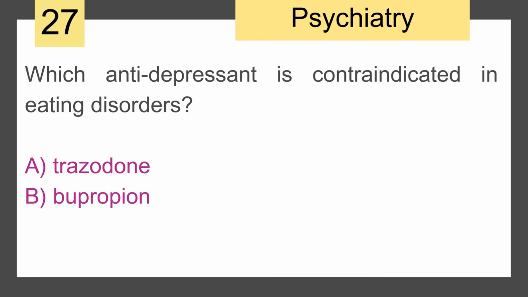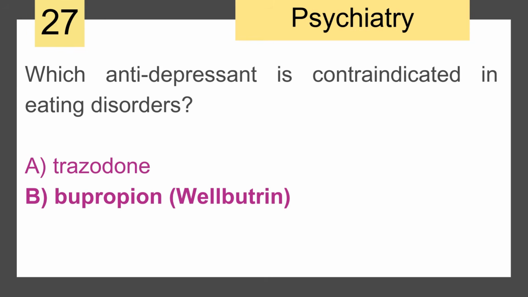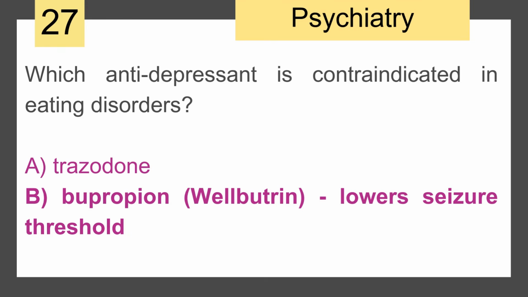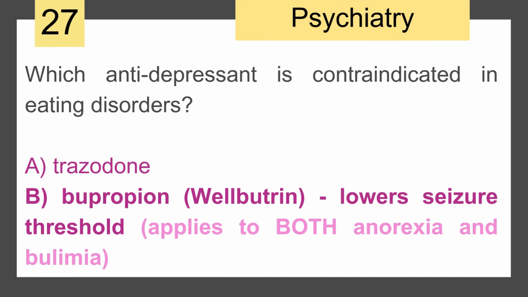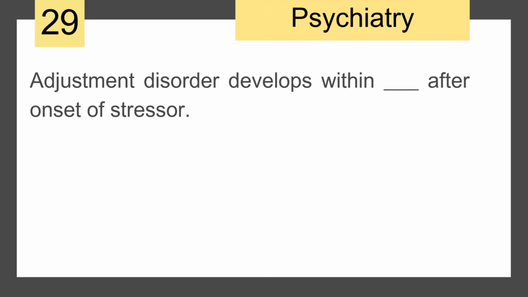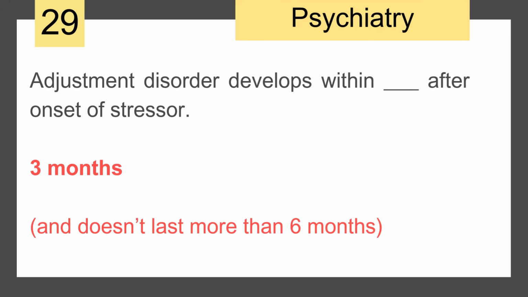Question 27, which antidepressant is contraindicated in eating disorders? And the answer is Wellbutrin, bupropion. And that's because it lowers the seizure threshold. And this applies both in anorexia and bulimia, where there's already a lowered seizure threshold because of the imbalance in the electrolytes.